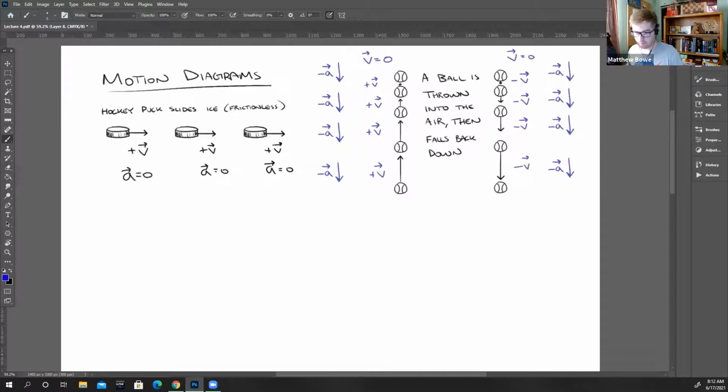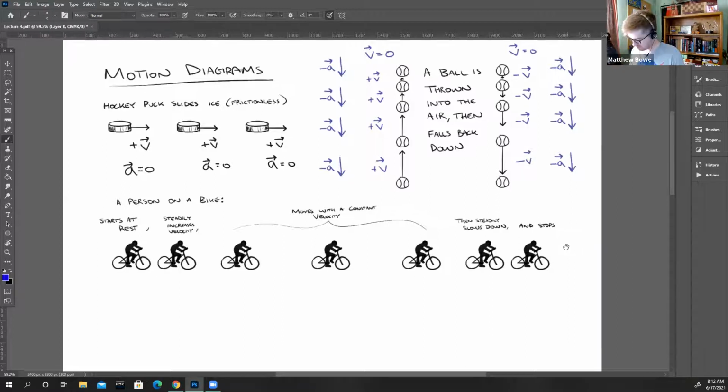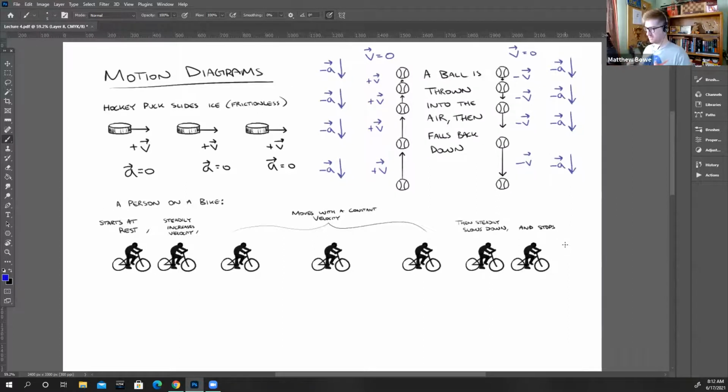Okay, we're down here. This is a situation that has multiple parts. So we saw this constant acceleration in the top right with the ball, and we saw this constant velocity, the top left with the hockey puck. This person on the bicycle is going to experience multiple situations in one. So let me try to show those real quick.